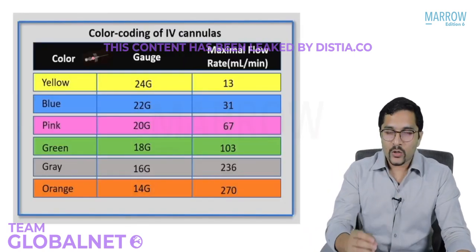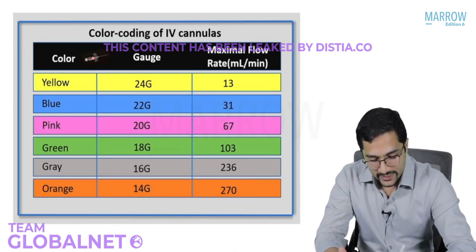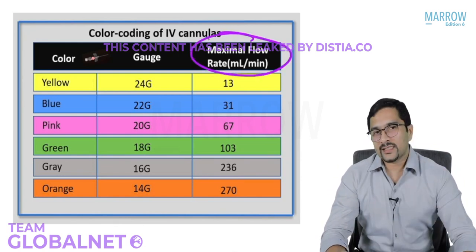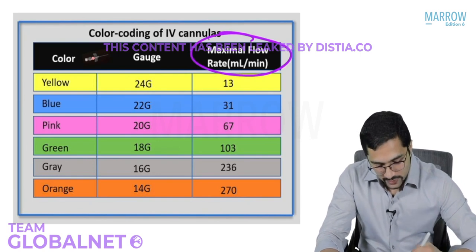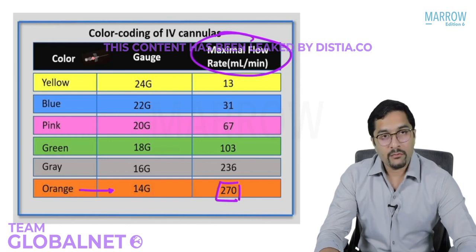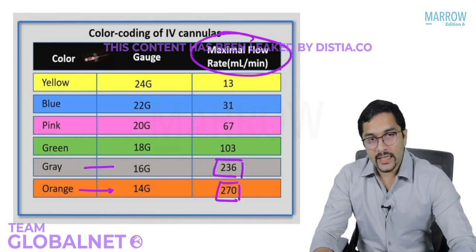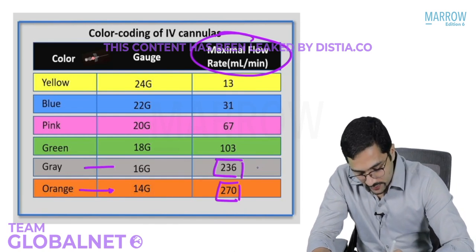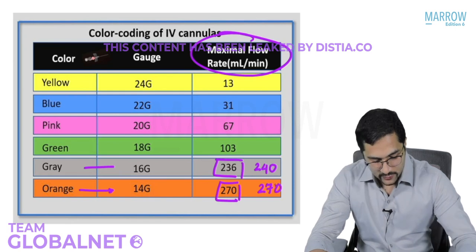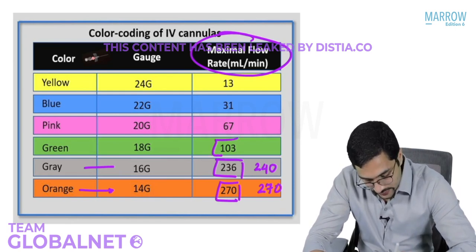So this is the color coding, and last year in the exam, they also asked the flow rates, right? Flow rates were asked in the exam. So you should remember that orange, which is 14 gauge, is 270 milliliters per minute. Gray is 230 milliliters per minute. This you can remember as 240, which will be easier to remember. 270, 240. Green is 103.